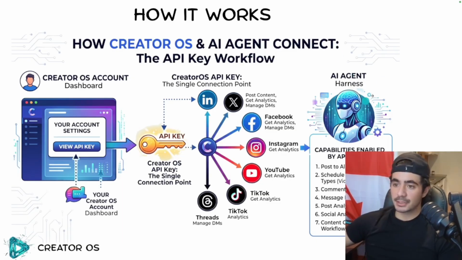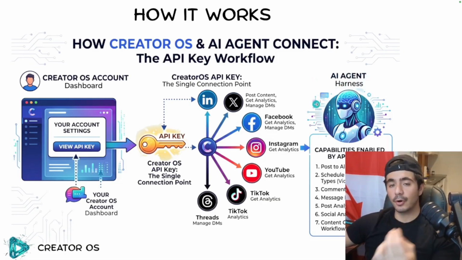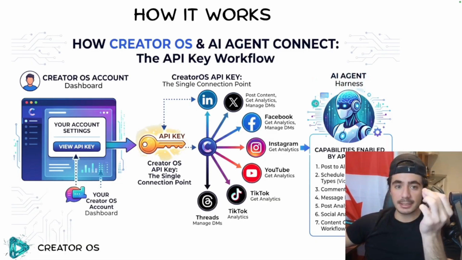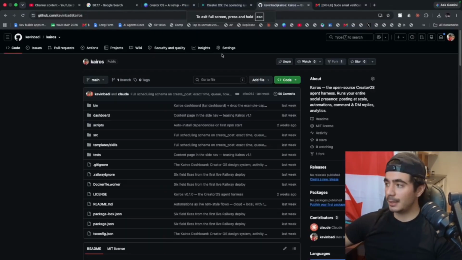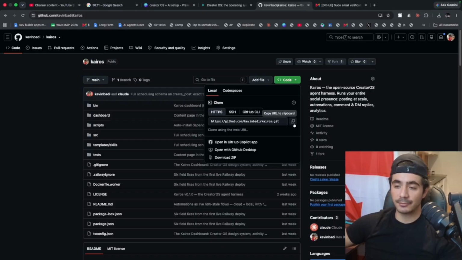And the code base for Kairos is going to be in the link down below. And so all you need to get started here is your CreatorOS account and the code that is going to be in the link down below. And that link lives right on GitHub. And all you're going to need to do to move forward to the next step is make a GitHub account and copy the code that we have already built for you.